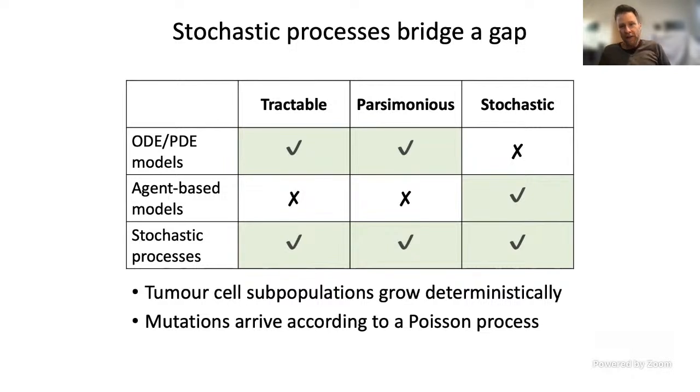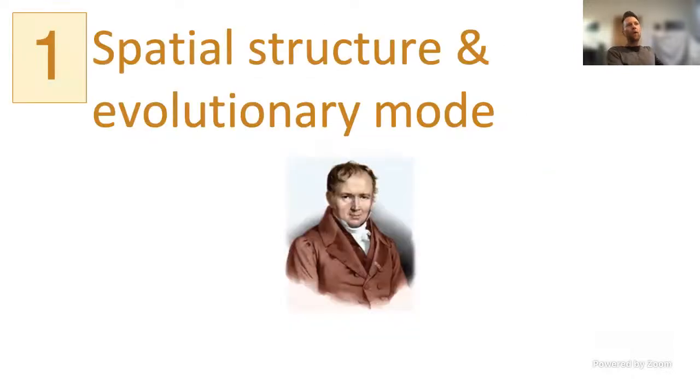So this is the basic setup of all the recent projects I'm going to present: the tumor cell subpopulations generally are growing deterministically, so we have deterministic population growth, but new mutations are arriving according to a Poisson process. With that basic setup, you can extend this in different ways. You can look at different complications to answer different questions or test different hypotheses. So the first version of this kind of model we're going to look at is one that adds spatial structure.